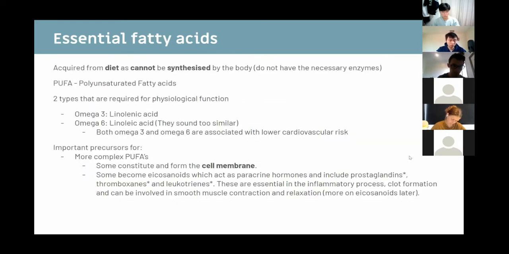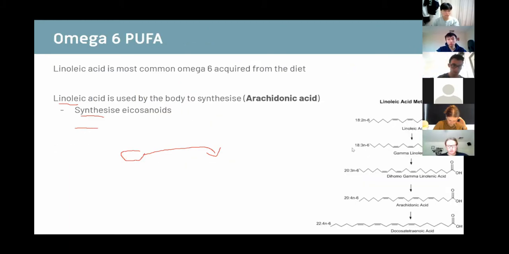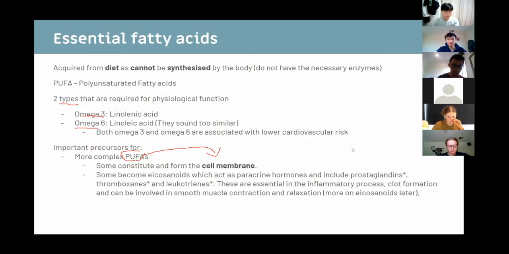Essential fatty acids must be acquired from the diet and cannot be synthesized. 2 huge types are required for physiological function, omega-3 and omega-6, low yield for interest. These are important. Polyunsaturated fatty acids are really important. They constitute the cell membrane. They're involved in hormone signaling, cell signaling, the inflammatory process, clot formation, smooth muscle, lots and lots of stuff. This is not high yield. All you need to know is polyunsaturated fatty acids cannot be synthesized by the body. Omega-3, omega-6, max. Next one.